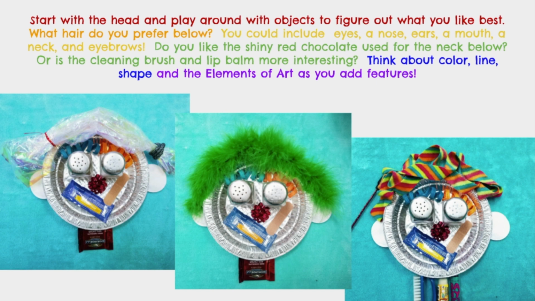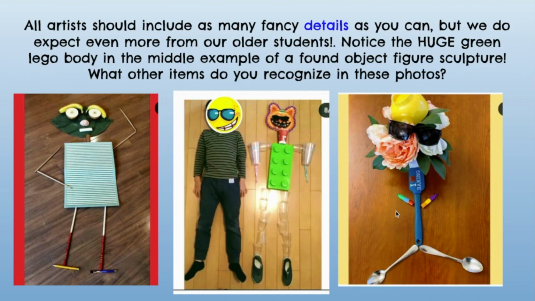Think about color, line, shape, and the elements of art. All artists should include as many fancy details as you can, but we do expect even more from my older students. Notice the huge green Lego body in the middle example of a found object figure sculpture. What other items do you recognize in these photos?